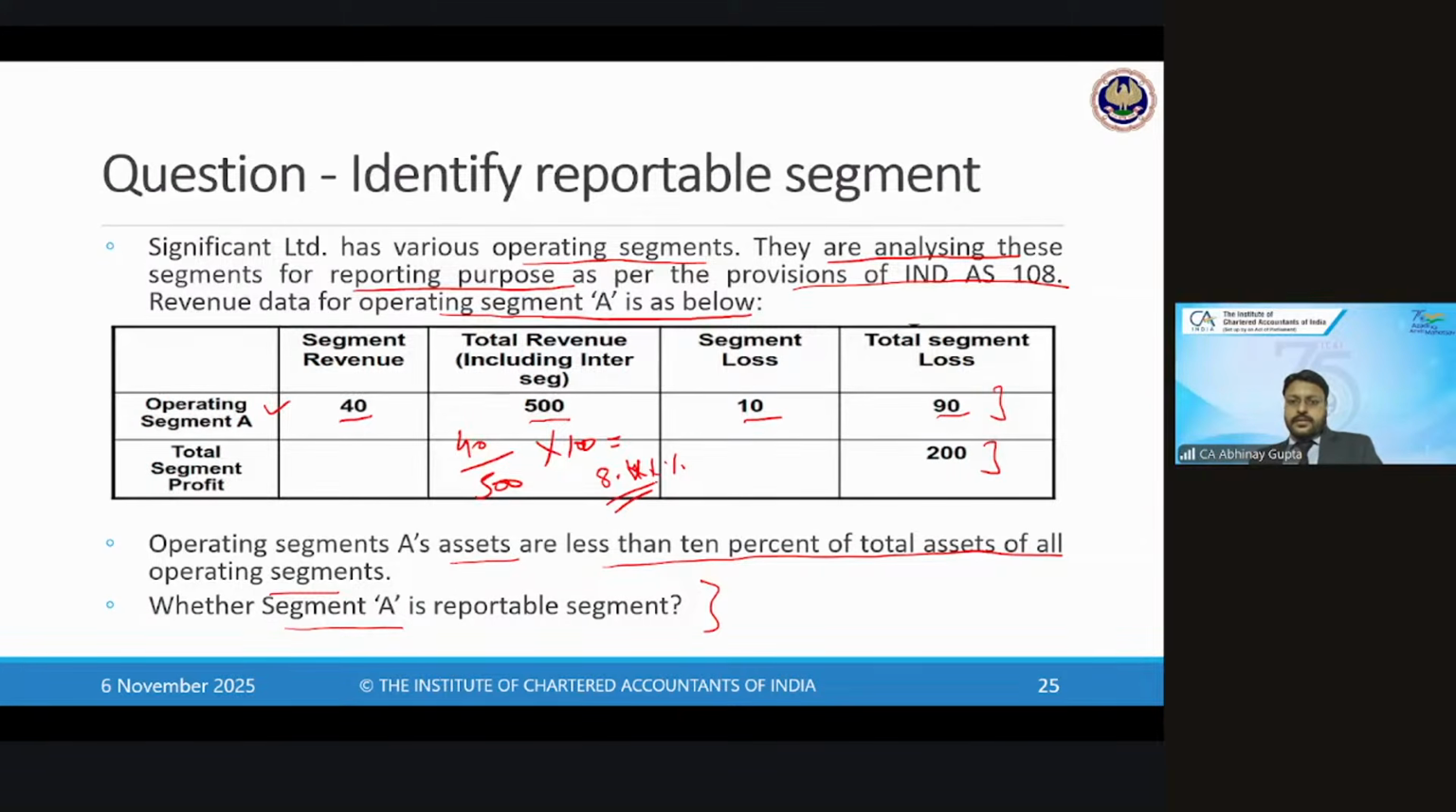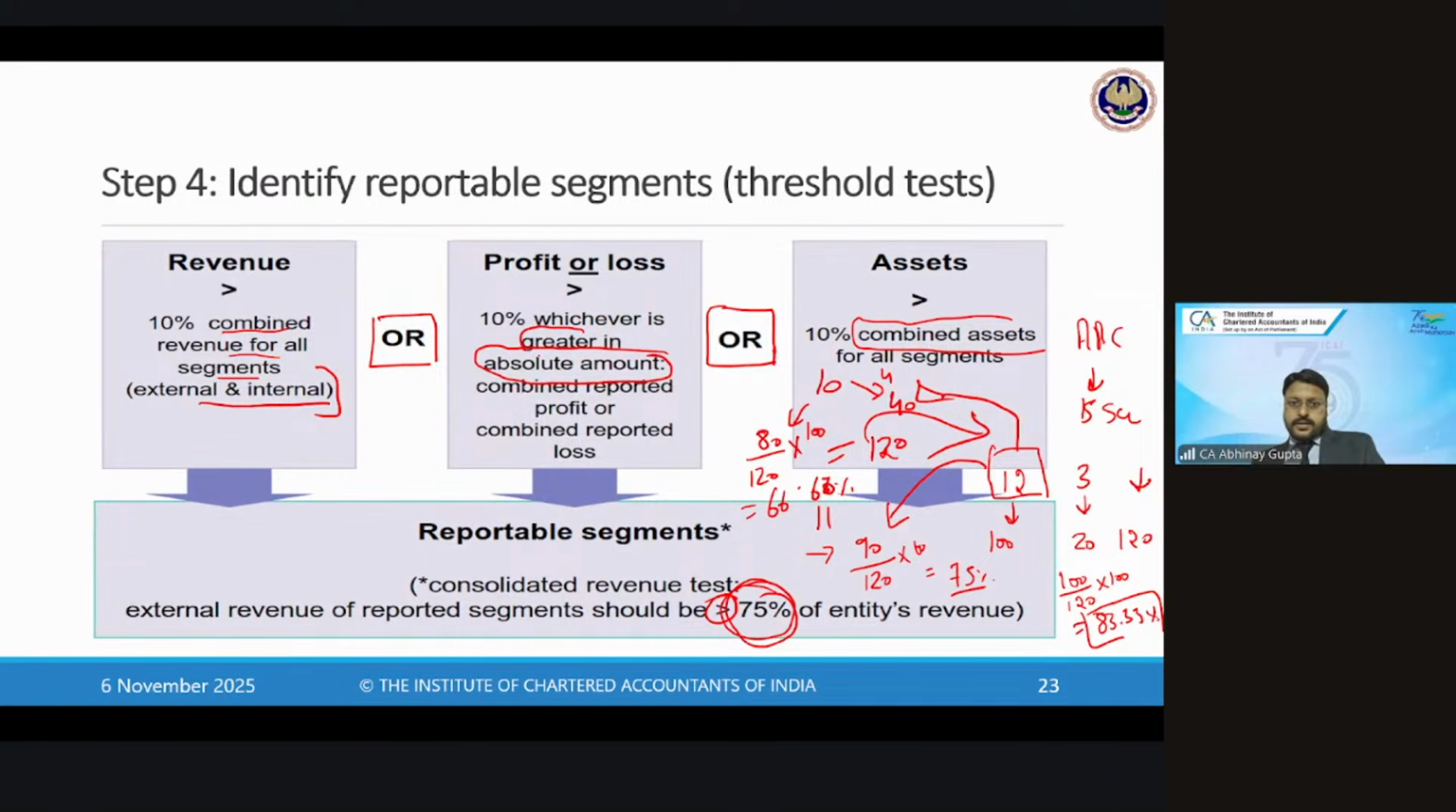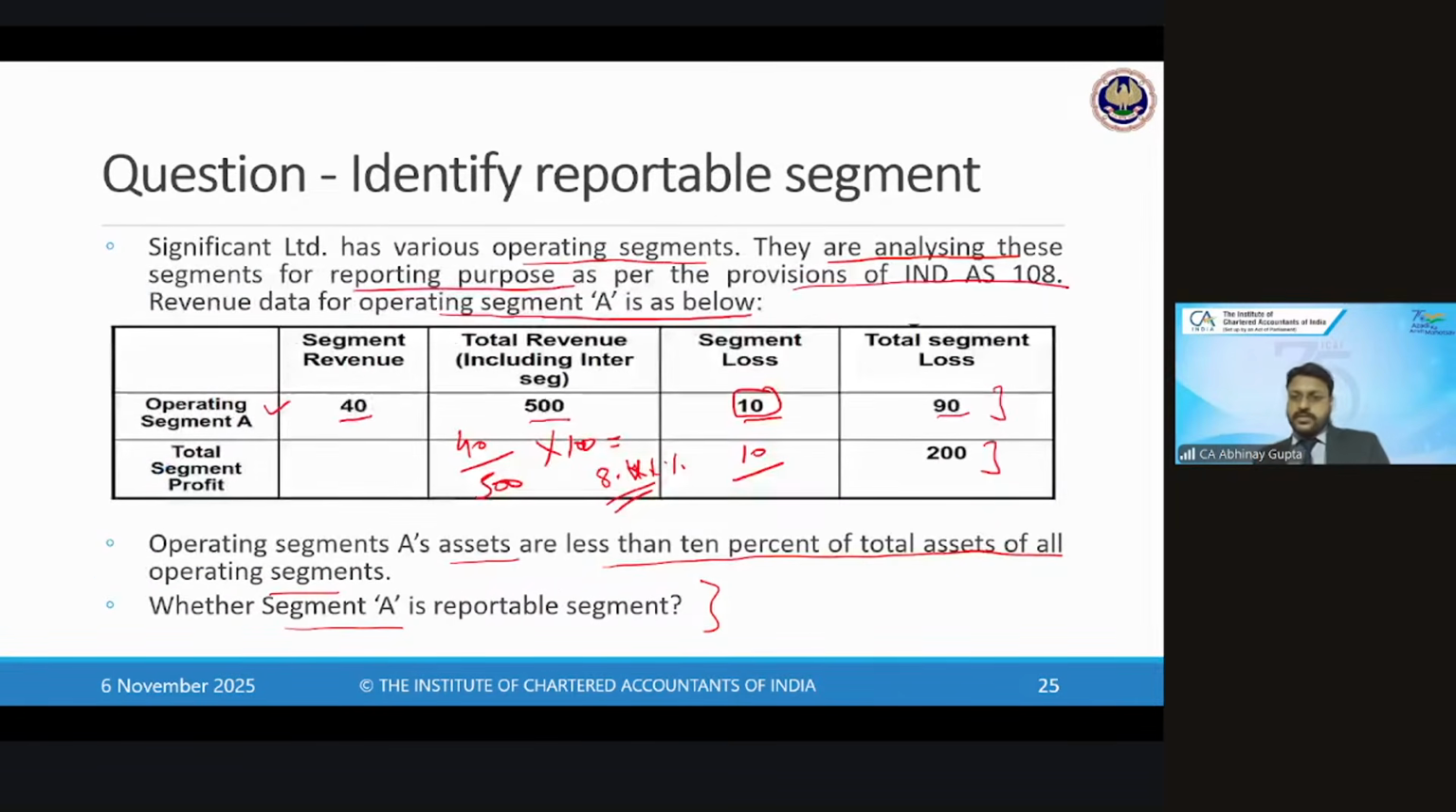Yes, sir. Then the profit or loss condition. So how much is the segment loss? Segment loss is 10 crore. 10 divided by what? 90, 200, or 290 or 110? 90? Sure? 90 only, sir, because we need to consider only loss. That loss or profit, independently we need to calculate. The point number 2: absolute amount of combined reported profit or combined reported loss, whichever is greater, right? So which is greater here, 90 or 200? 200 is greater. 10 divided by 200 into 100. What is the percentage? 5%.